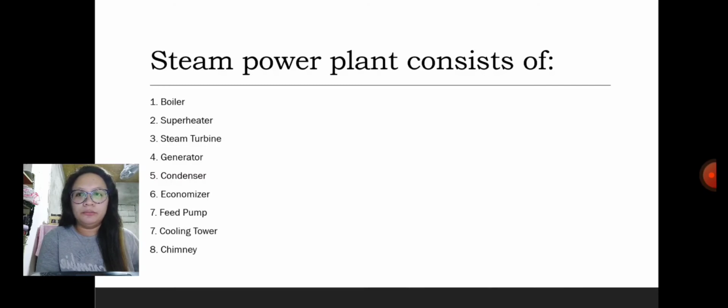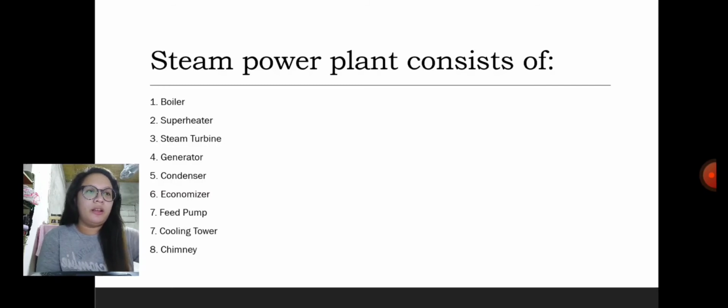Generator. A generator that converts one form of energy to another is attached to the rotor of the turbine, and as the turbine rotates, it also rotates with the speed of the turbine. Condenser. The main purpose of the condenser is to condense the exhaust steam from the turbine for reuse in the cycle, and to maximize turbine efficiency by maintaining proper vacuum.